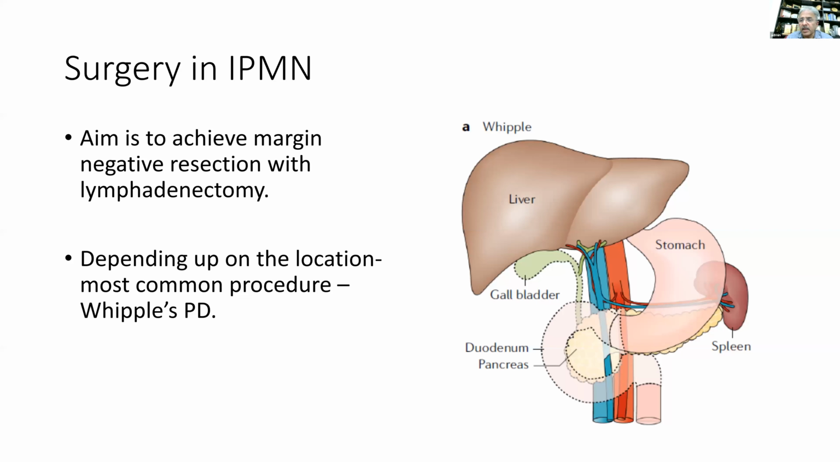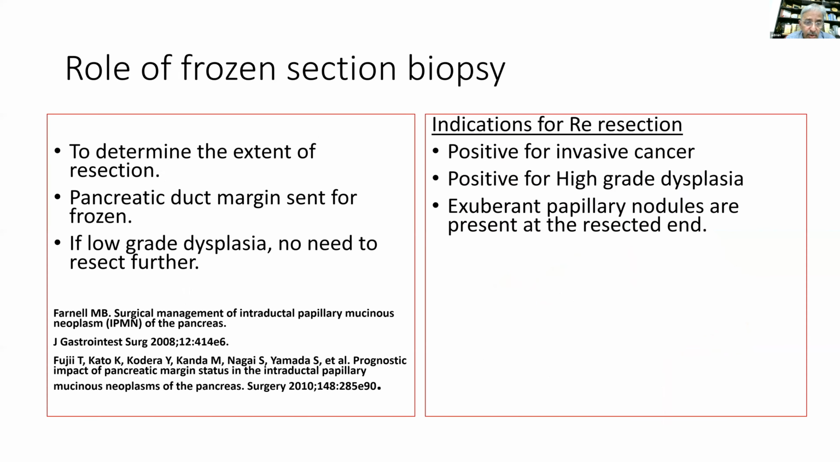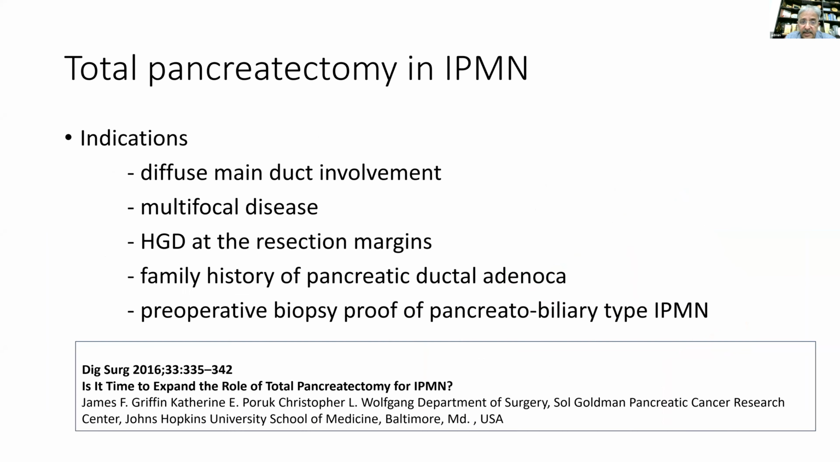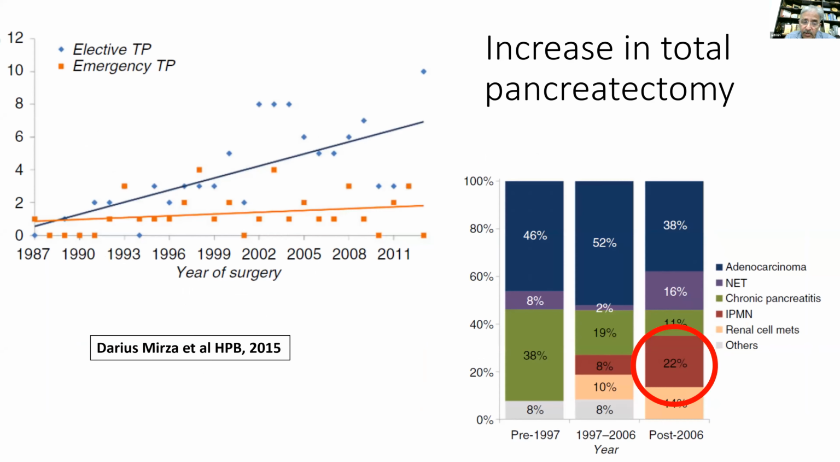If there is low-grade dysplasia, by and large, you do not resect further. But if you have high-grade dysplasia or cancer, or if you have exuberant papillary nodules at the resected margin, then you need to resect further. And that's really caused an expansion in the role of total pancreatectomy for IPMN, which has really gone up from before 2000 to the post-2006 era.